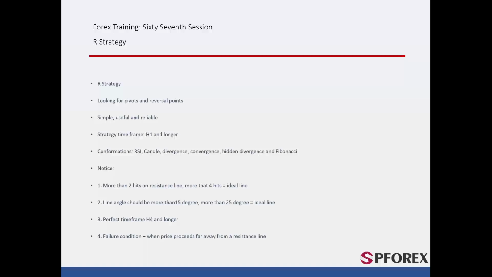Remarkable notifications. A trader must consider the following aspects. Market price must touch the support line at least twice. Support line with more than 4 hits is an ideal support line. A suitable support line has an angle greater than 15 degrees, while it would be ideal if the angle was over 25 degrees. Appropriate time frames are H4 and longer span. If the market price returns towards the resistance line considerably after it has crossed a given resistance line, then the R strategy would become ineffective.